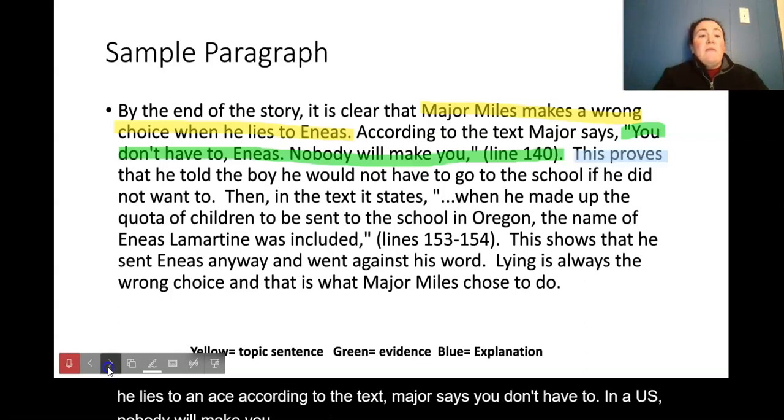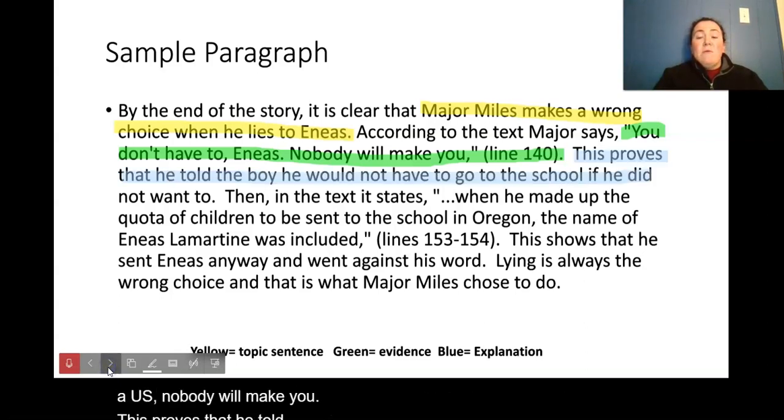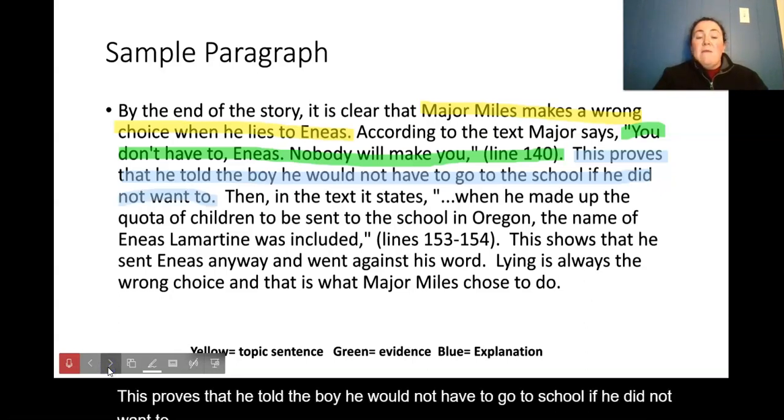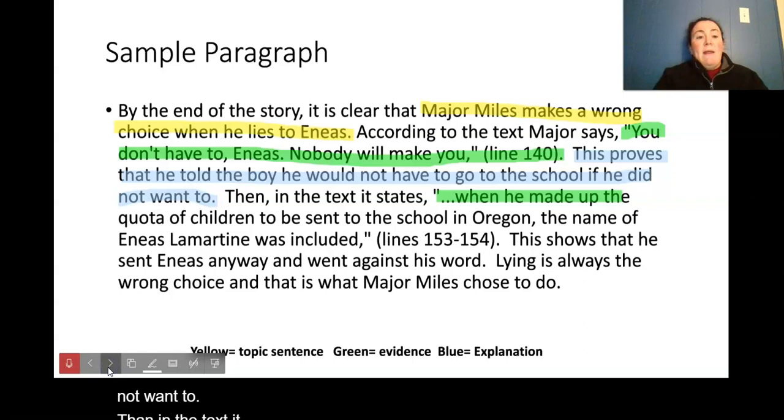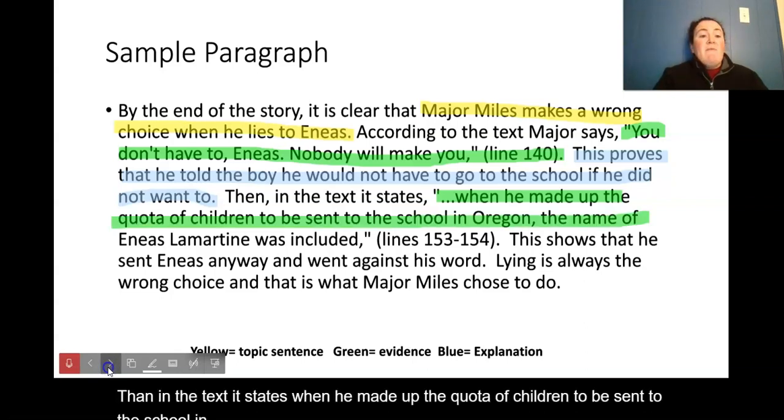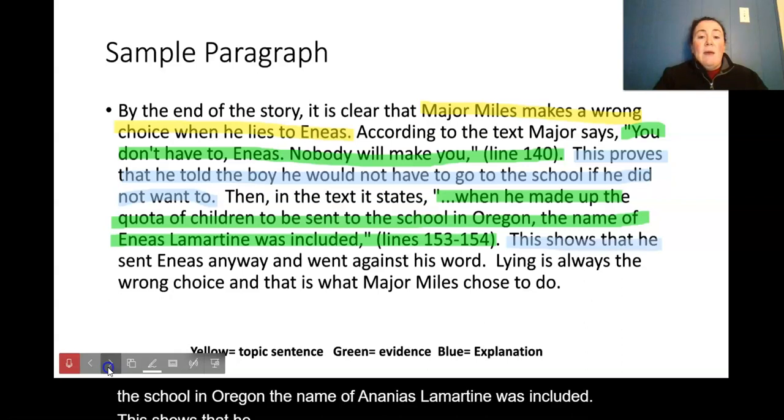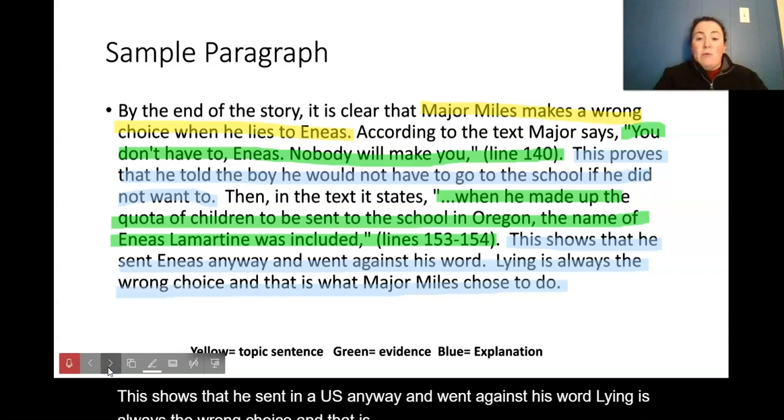This proves that he told the boy he would not have to go to school if he did not want to. Then in the text it states, when he made up the quota of children to be sent to the school in Oregon, the name of Aeneas Lamartine was included. This shows that he sent Aeneas anyway and went against his word. Lying is always the wrong choice, and that is what Major Miles chose to do.